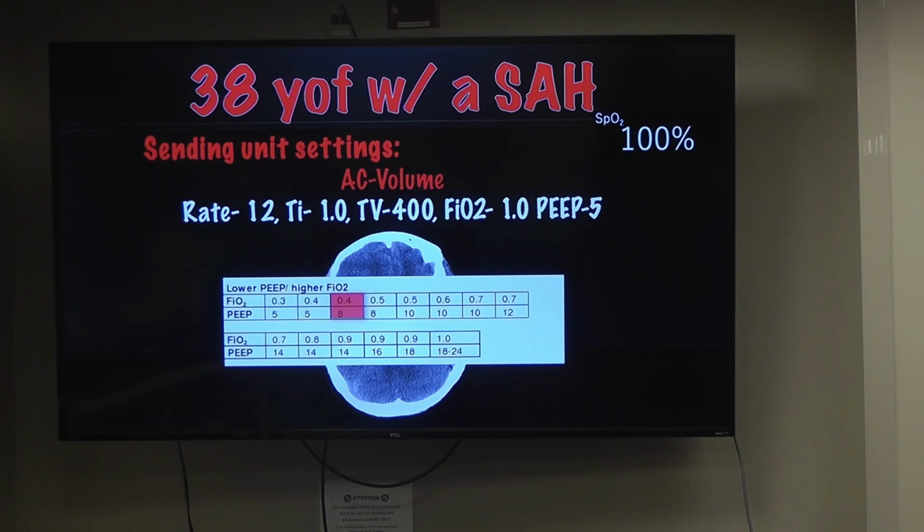Does that make sense? This PEEP FiO2 ladder, the reason I show this to you is because it's very, very important to understand that PEEP and FiO2 should move up in concert with each other. Instead of just taking one dial and turning it all the way to the right, they should move up in a stepwise fashion.